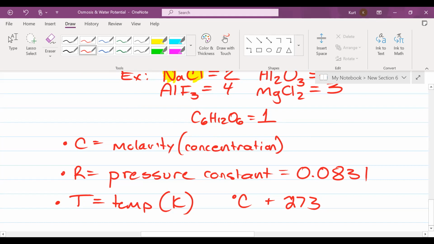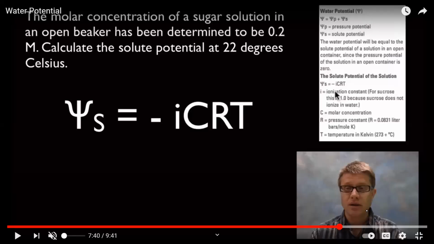All right, here's your word problem. I want you to write down that word problem while I get your homework out to you. The molar concentration of a sugar solution in an open beaker has been determined to be 0.2 molar. Calculate the solute potential at 22 degrees Celsius. We have 5 minutes left in class. We should have time to do this problem.